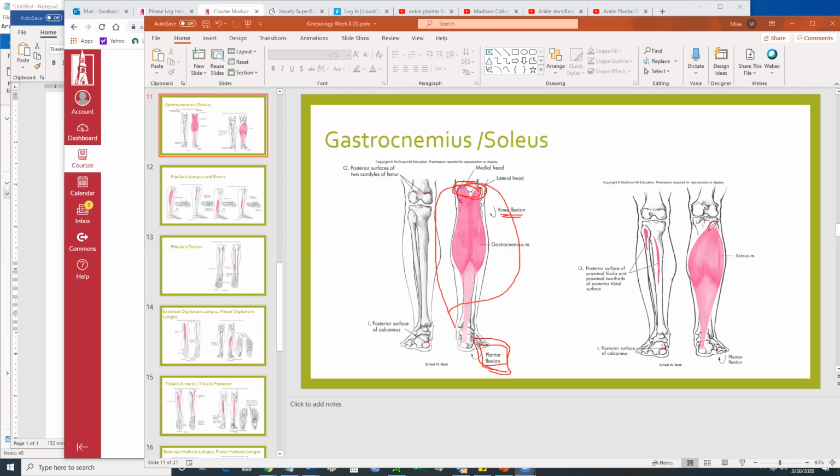Soleus originates on your fibula, and both of these insert on your calcaneus to form your calcaneal tendon, which you probably know as your Achilles tendon. But both of these serve in the function of plantar flexion.